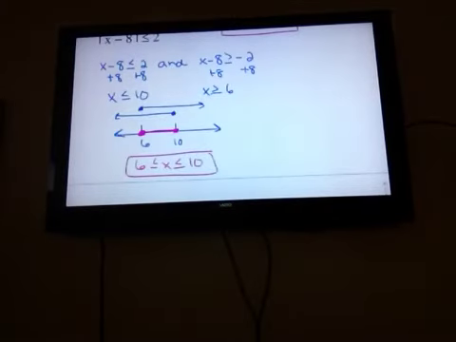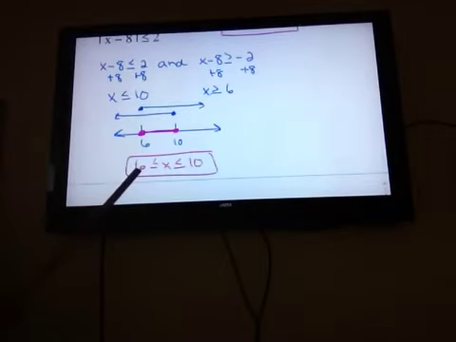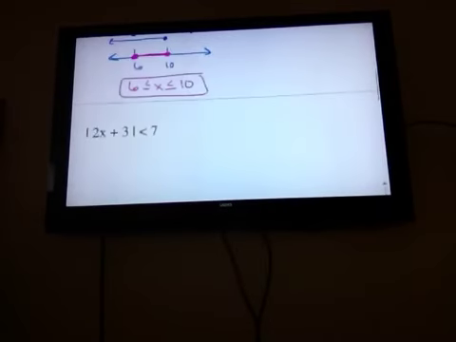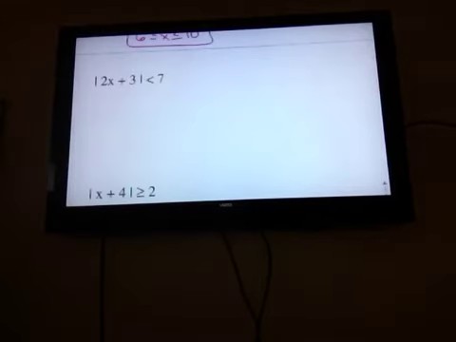And then remember, when we write our answer, if you choose the smaller number on the left, larger on the right, then my symbols go to the left. If you reversed that though, which is okay to do, then your symbols go to the right. Okay, question on that one. Okay, let's do this next one.